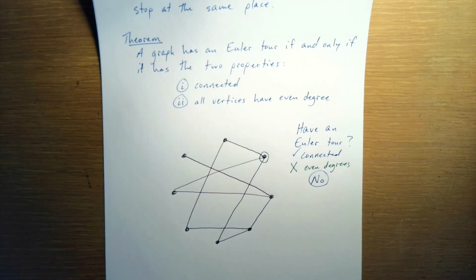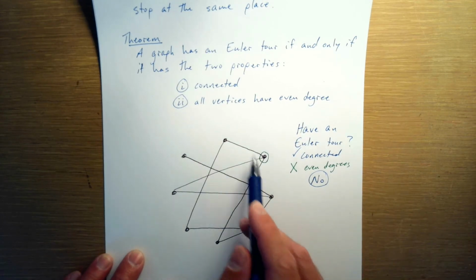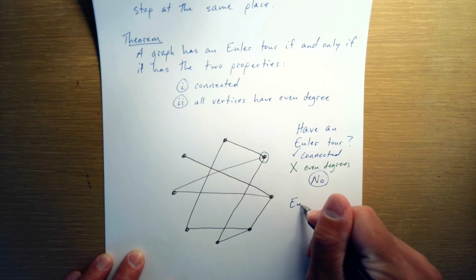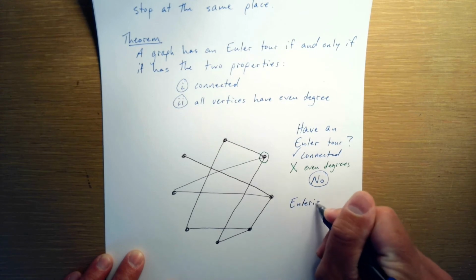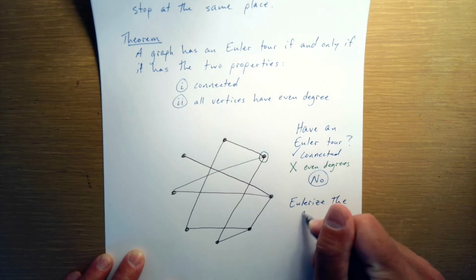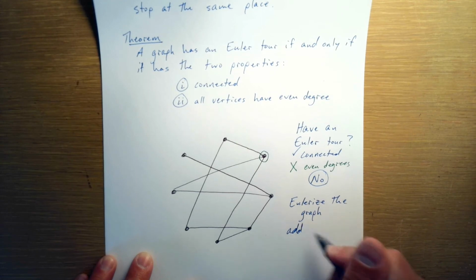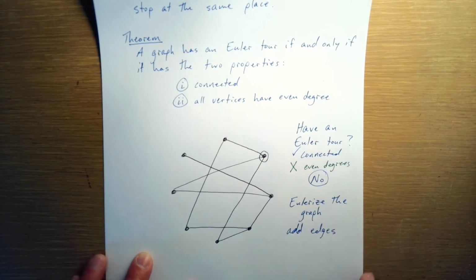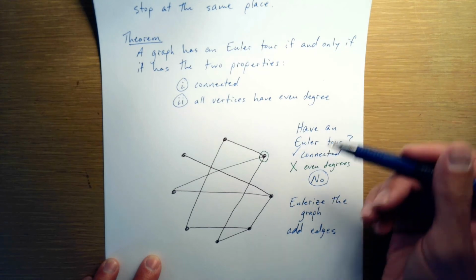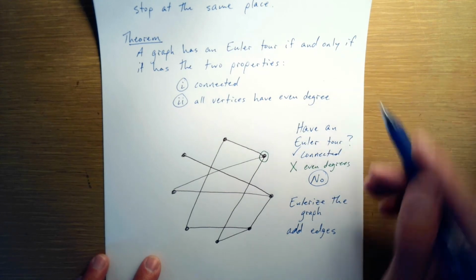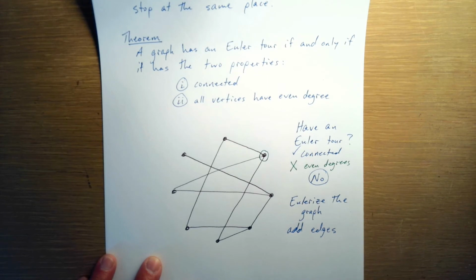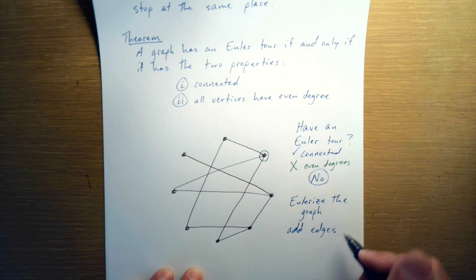So this is where the idea of Eulerizing comes in. Since it doesn't have an Euler tour, we want to modify the graph. And that's this process of Eulerization. Eulerize the graph. What this means is add edges until the new graph that we create meets both of these conditions. So we have a connected graph and all vertices are even. Since our original graph is connected, we don't have to worry about that. So we want to add edges until all vertices have even degrees.